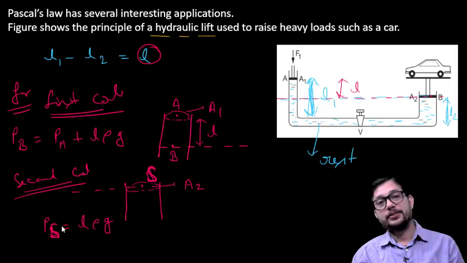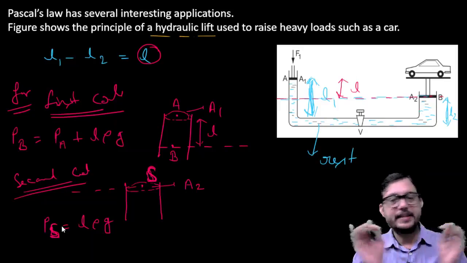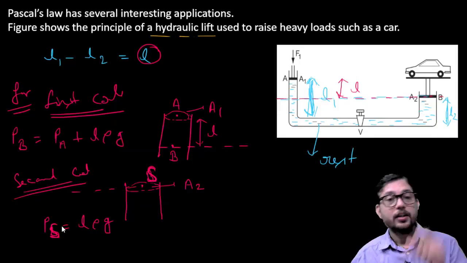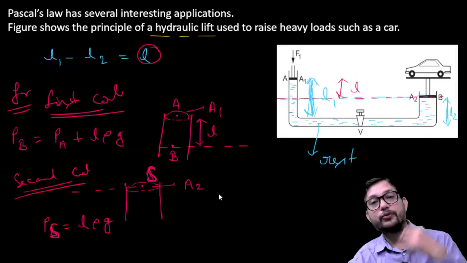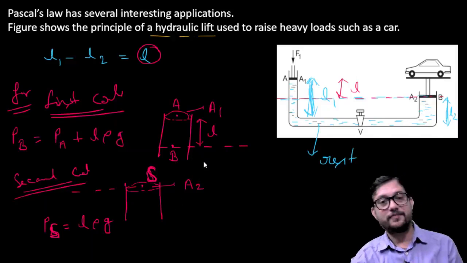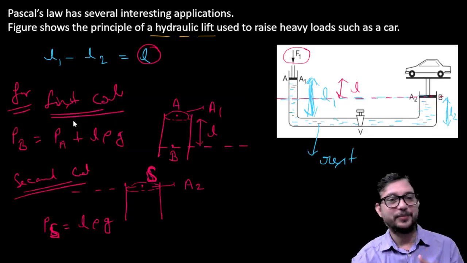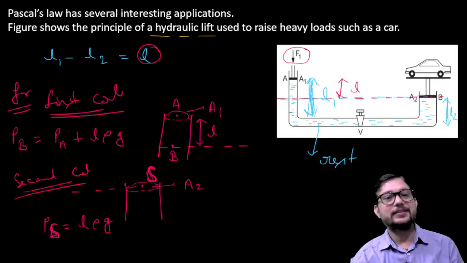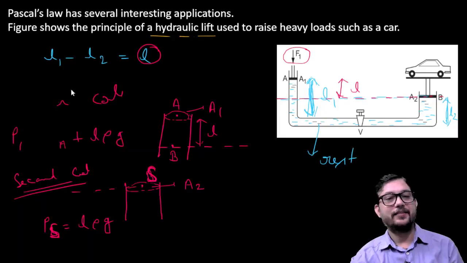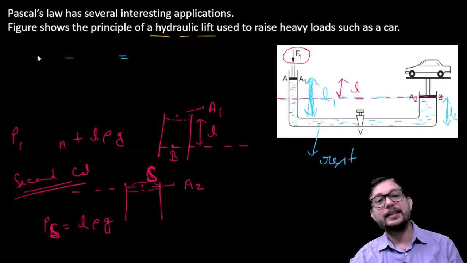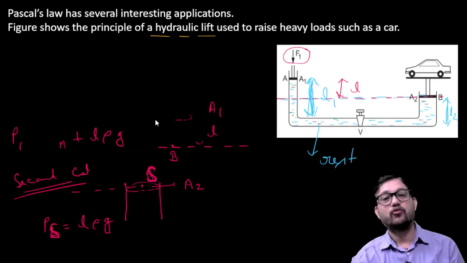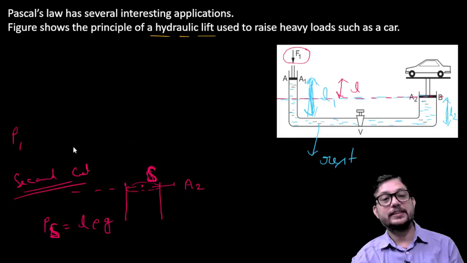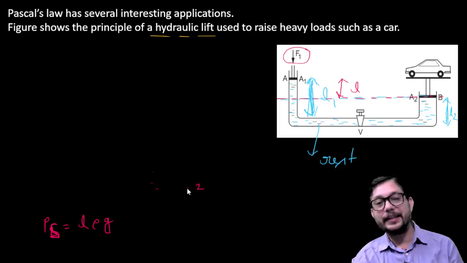Now, as we have discussed, at the same level the pressure must be the same. Now we need to apply a force. When we apply a force F1, what will happen? According to Pascal, I will first sketch this, and then we will discuss the impact of the force which is applied at the sectional area A1.